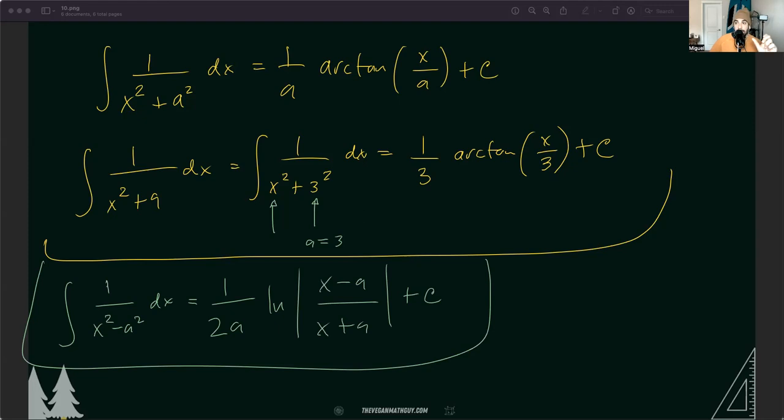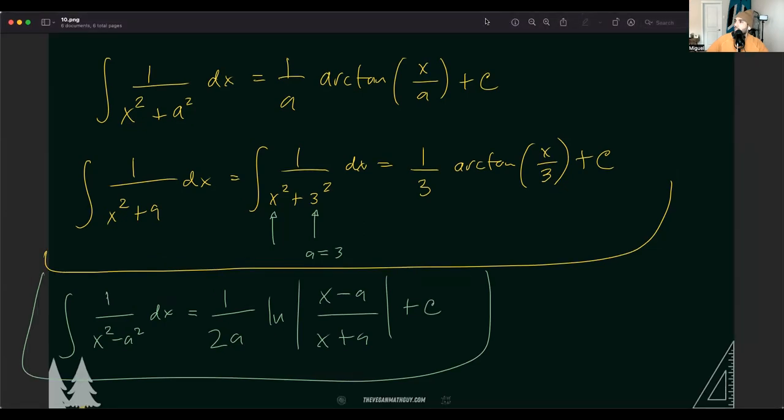So they look very similar. One of them is x squared plus a squared. The other one is x squared minus a squared. So you can definitely solve this. The bottom one, you can solve it using partial fractions because you can factor it out, because it is a difference of squares. But this is a general solution. Again, this is something that you see a lot. This is something that you'll see constantly when it comes to these integral problems.